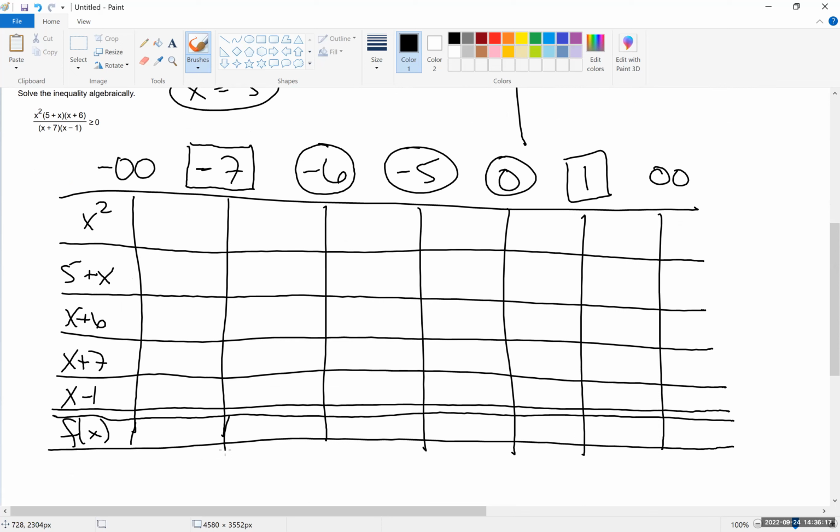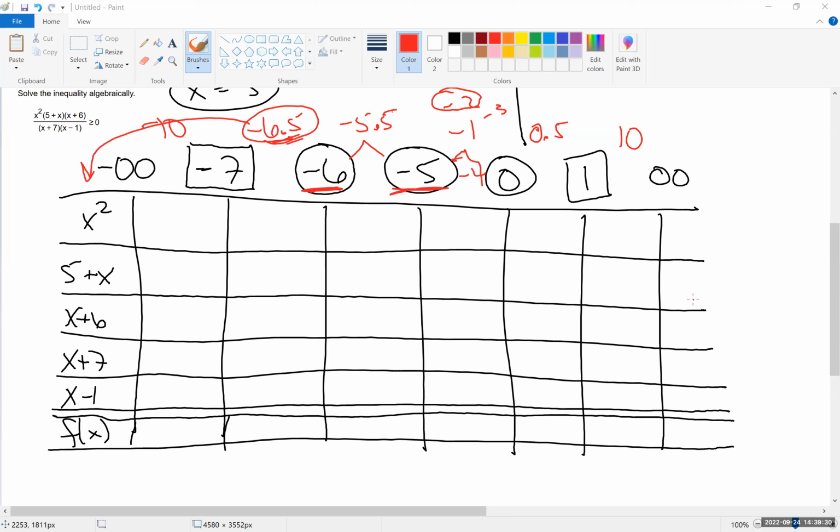Now you can just pick numbers in those intervals. A number between negative infinity and -7, how about -10? A number between -7 and -6, how about -6.5? A number between -6 and -5, how about -5.5? A number between -5 and 0, how about -1? A number between 0 and 1, how about 1/2? A number between 1 and infinity, how about 10? All right, now we're going to plug in -10 to each one of these and figure out their sign.